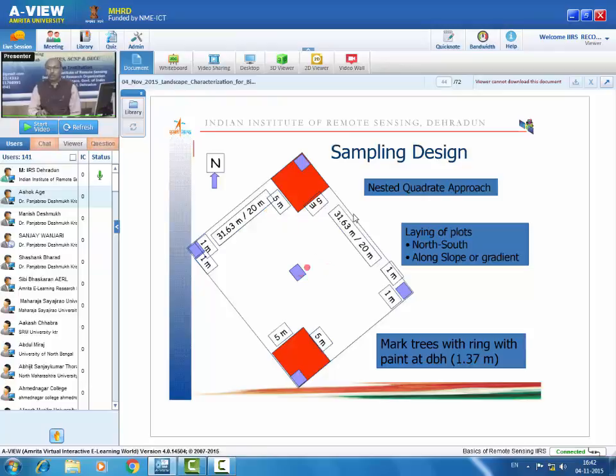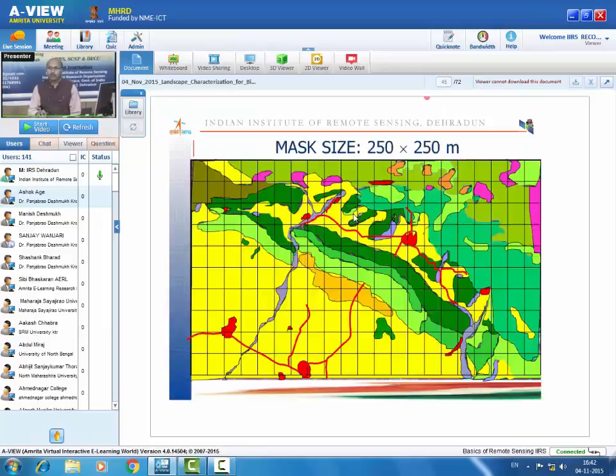So you can start with this, and once you have the data, once you know the variance, covariance, species richness, you can decrease or increase the sampling size. So that's up to you actually.